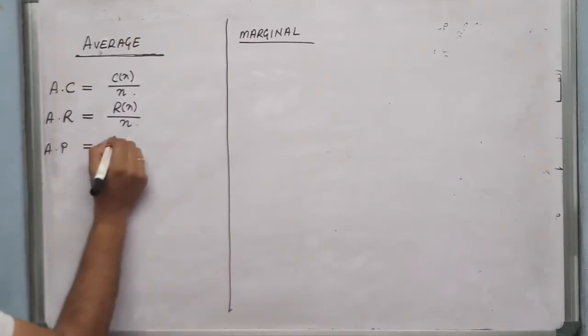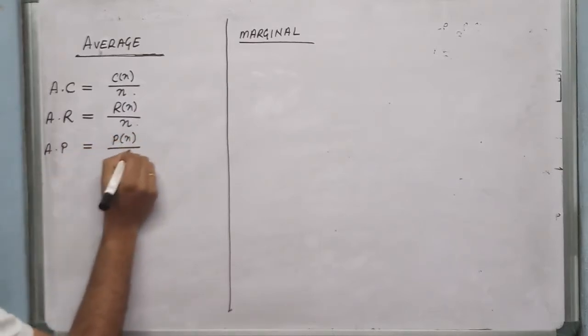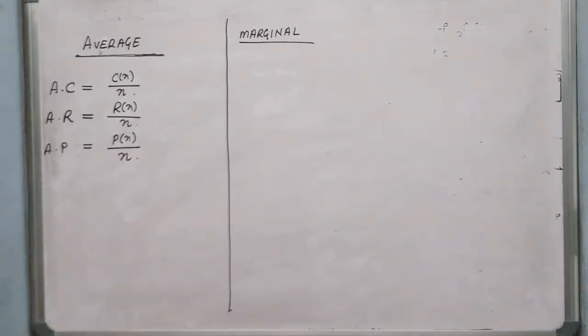Average profit means the profit function divided by x. Average cost, average revenue, average profit: in this way we can calculate the average.